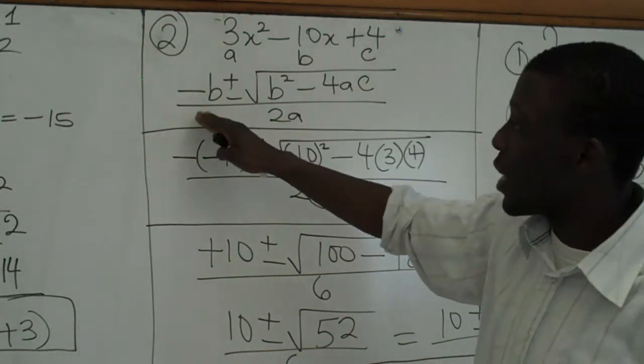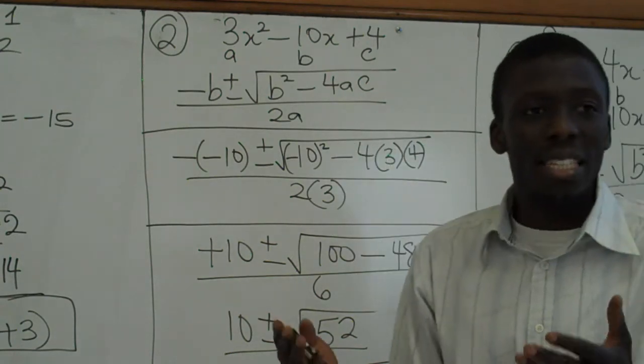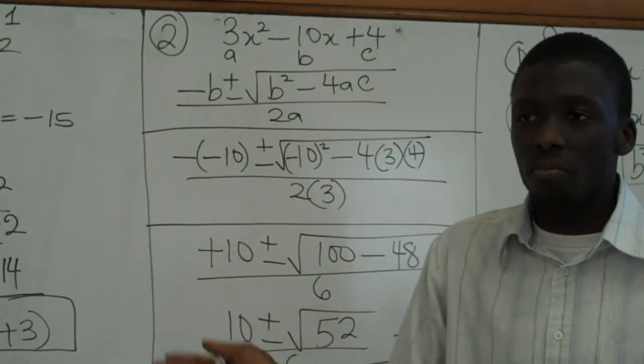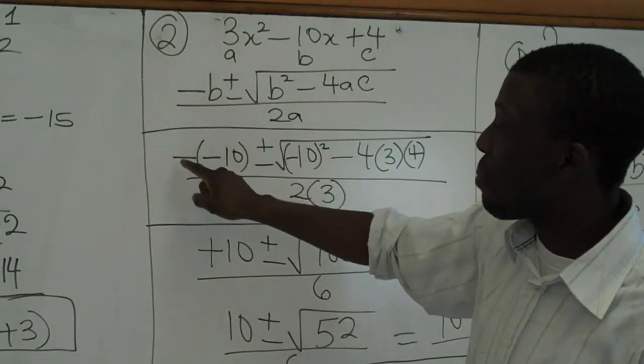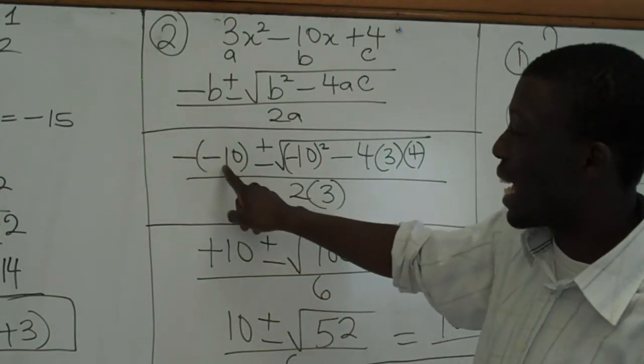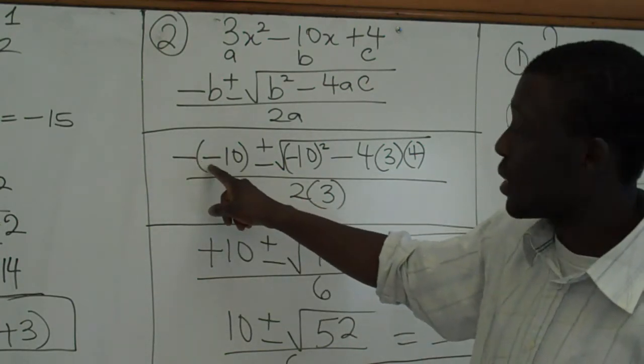I've given you the formula. Minus B plus or minus square root of B squared minus 4AC over 2A. This is simply substituting values in. Seriously, that's all. And what does that mean? For the minus B, you would have a minus, and then your B is minus 10. That's how it becomes a plus 10, because of the minus multiplying the minus.